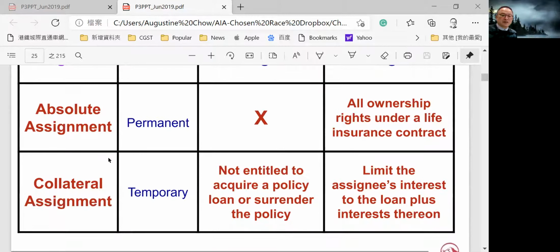Assignment has two types. One is called absolute assignment, it's a permanent assignment. The other one is collateral assignment, it's temporary. Then you can redeem it. After an absolute assignment, you never take it back. It's permanent, out of your hand. You assign it out of your hand.